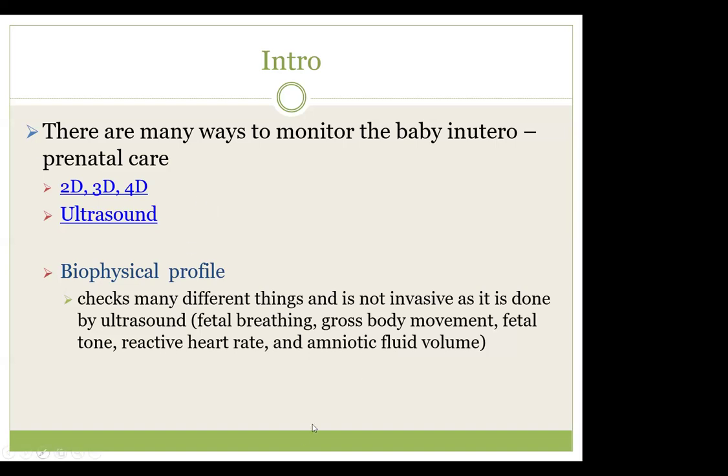And then they can also do what's called a biophysical profile. Okay, so a biophysical profile takes an ultrasound plus a fetal heart monitor, fetal tone, and amniotic fluid volume, and it puts it into a formula and spits out if things are normal or not normal. Okay, so biophysical profile puts all of this different data together. It's not invasive. It's all done by ultrasound, and it just makes sure that everything's functioning the way it's supposed to be.